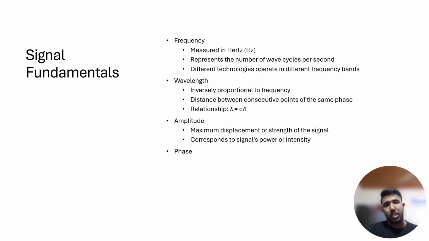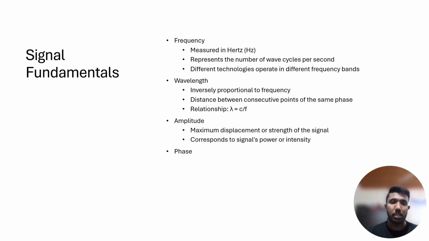Signal fundamentals. Let's start with the basics of signal fundamentals. We'll discuss frequency, wavelength, amplitude, and phase. Frequency, measured in hertz, represents the number of wave cycles per second. Different technologies operate in different frequency bands. Wavelength is inversely proportional to frequency, following the equation λ = c/f, where λ is the wavelength, c is the speed of light, and f is the frequency.